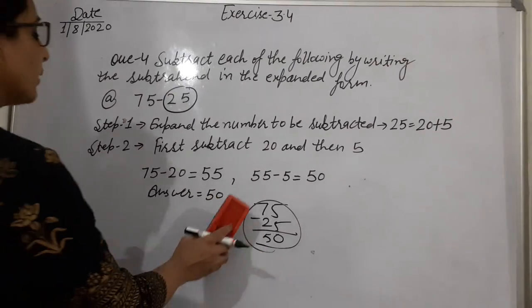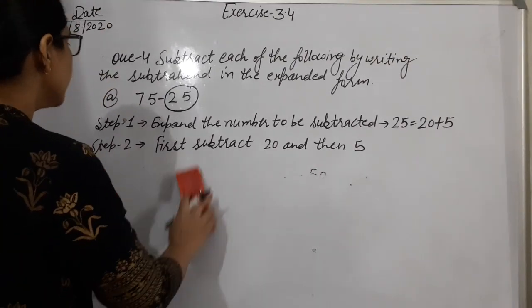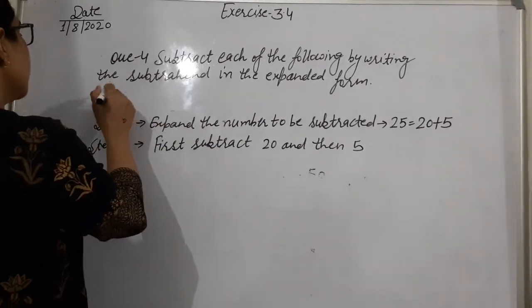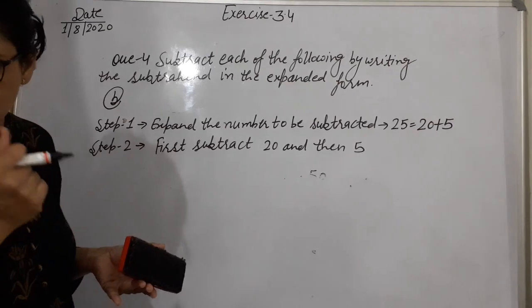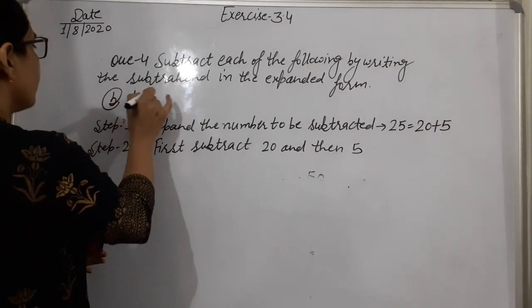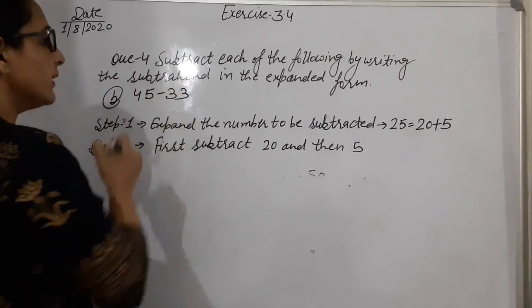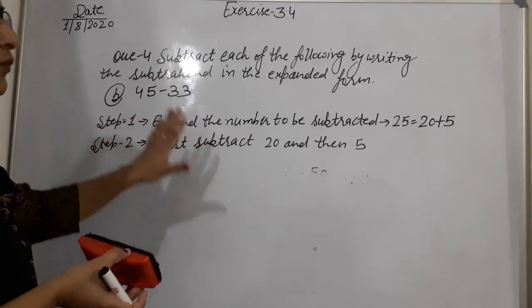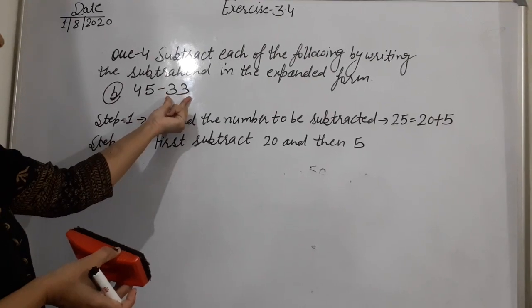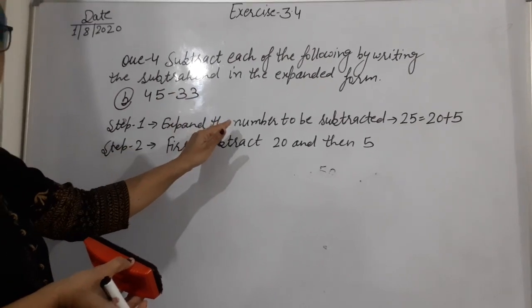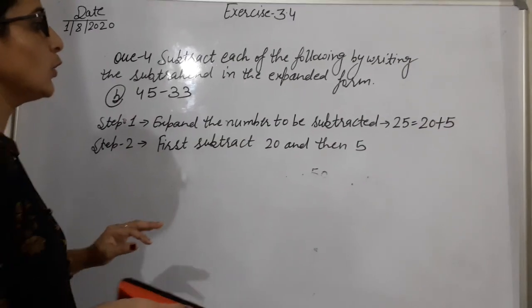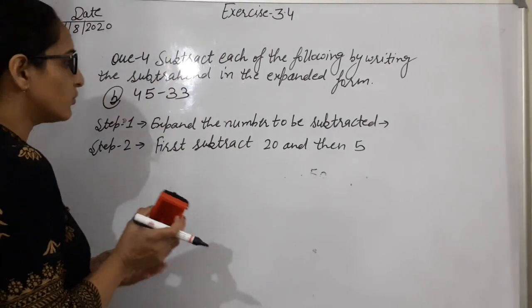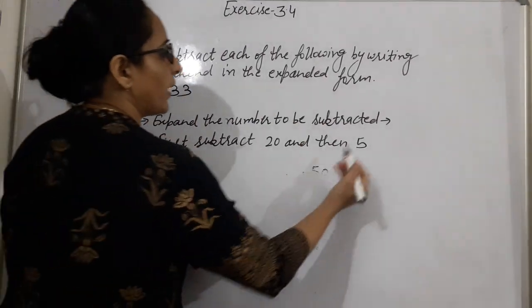Now the part number B. The question in the B part is 45 minus 33. Clear? 45 minus 33. So how do we do the solution? First we write 33 in expanded form. So expand the number to be subtracted. Which number are we subtracting here? 33. We write 33 in expanded form.